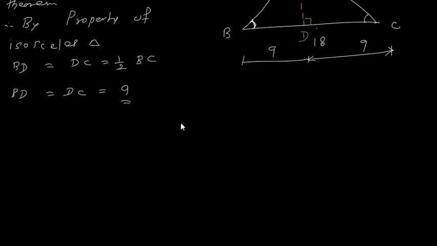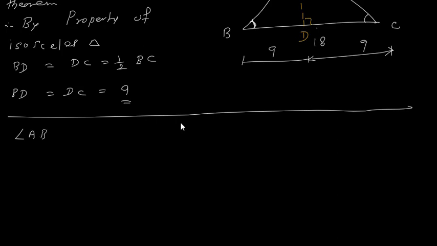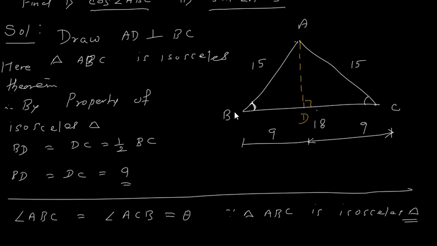Here I will say that angle ABC is equal to angle ACB. Again, why are these two angles equal? Since triangle ABC is an isosceles triangle, the angles opposite to equal sides are equal. So these two angles are equal. Let us consider these two angles as theta. So ABC and ACB both are angle theta.